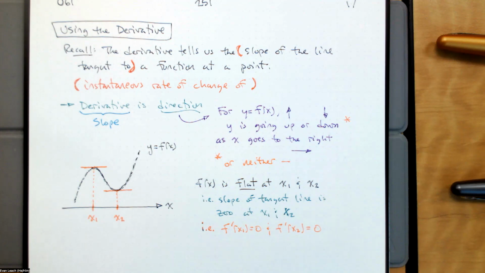So the function is flat at x1 and x2. The slope of the tangent line is 0 at x1 and x2 because the function is flat. So that means that the derivative is 0 at x1 and x2. When the derivative is 0, the function is flat.